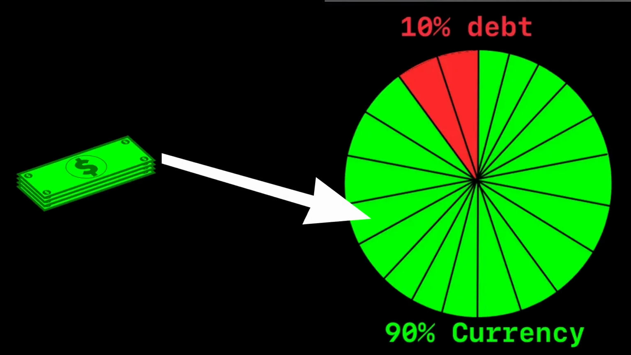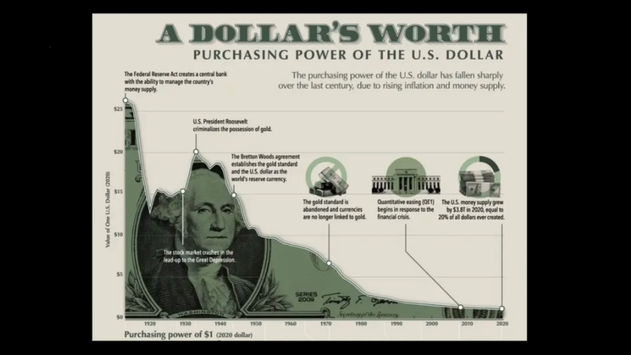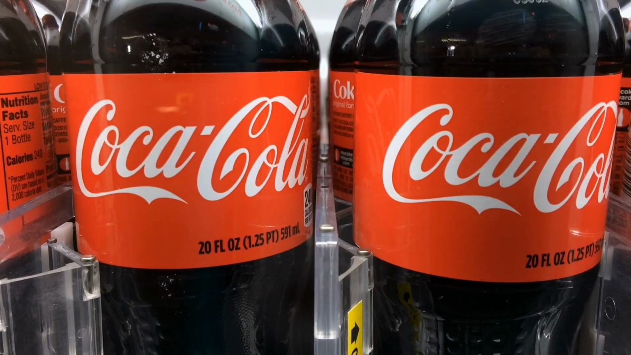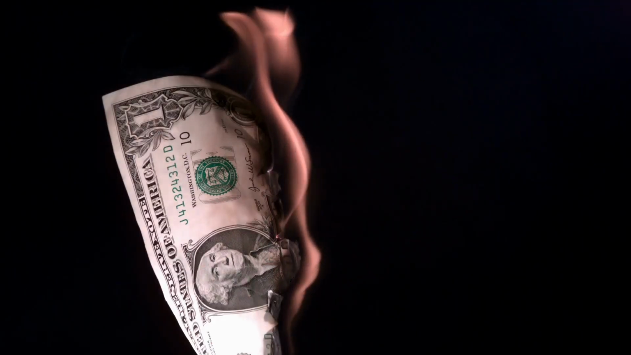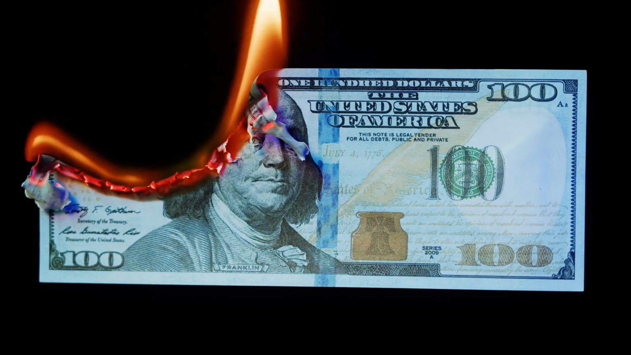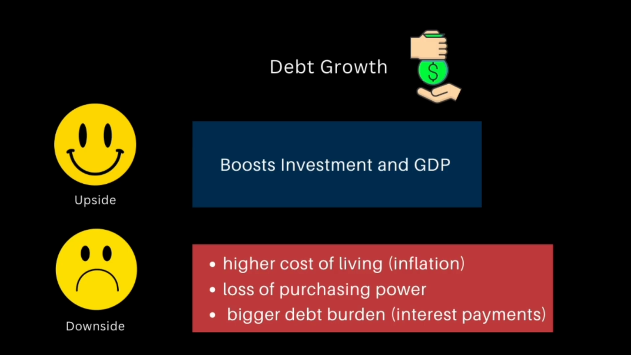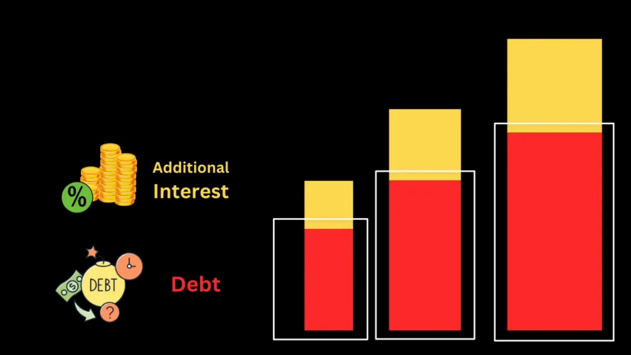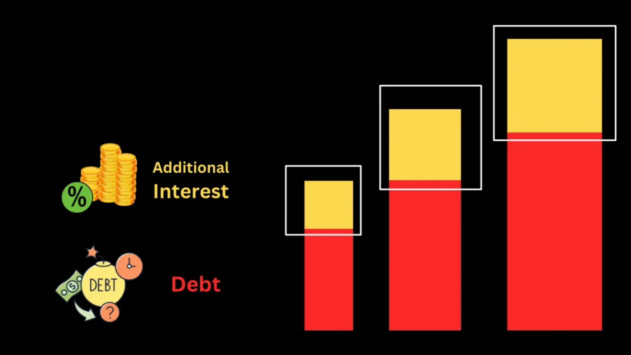It loses value. The less valuable the currency, the less purchasing power it actually has. In 1944, $1 had the purchasing power to attain 20 bottles of Coca-Cola, but today that $1 can purchase maybe a McDonald's coffee. So debt may contribute to growing the economy, to growing GDP, but it also means less purchasing power for the currency, which means your dollar is worth less. The upside of debt growth is that it can boost investment and boost GDP. The downside is it results in a higher cost of living. We call this inflation, a loss of purchasing power, and bigger debt burdens with crushing interest payments. Debt growth grows GDP, but it always comes with a price.